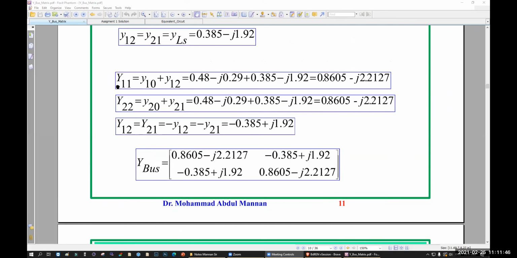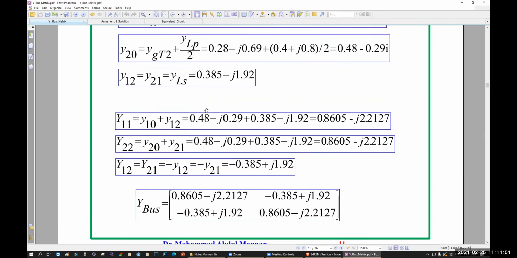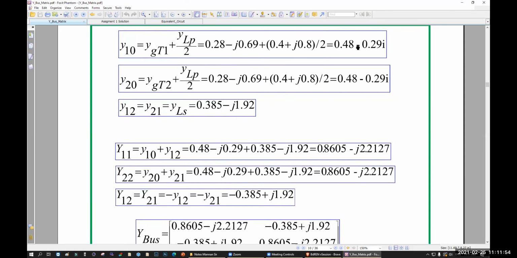Let's find out: y11 is equal to y10 plus y12. Y10 value is 0.48 minus j 0.29. They have written i, you can write j, whatever you want, no problem. Plus y12. What is y12? Here is y12, 0.385 minus j 1.92 we have written. So if you combine them together, this will be your answer. For y22 will be what? 0.48, this one, this one, this one. So if you add them, this is your answer.